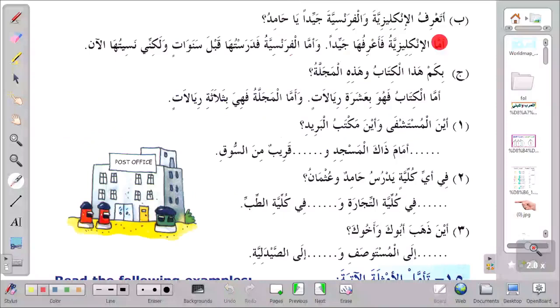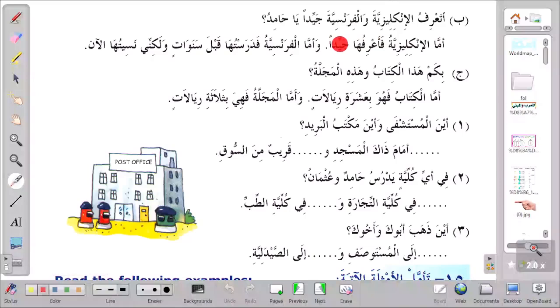So now let's do it. "Ata'rifu al-Englishiyya?" Do you know English language? "Wa al-Faransiyya? Jayidan ya Hamid." Do you know English and French language? Very well, O Hamid. Now look at what Hamid says. "Amma al-Englishiyyatu," as for English language, "fa'arifuha jayidan," I know it very well.